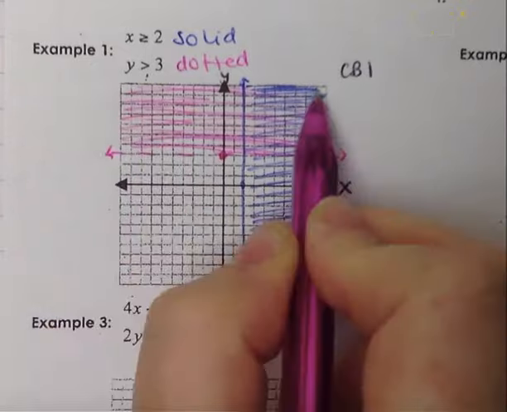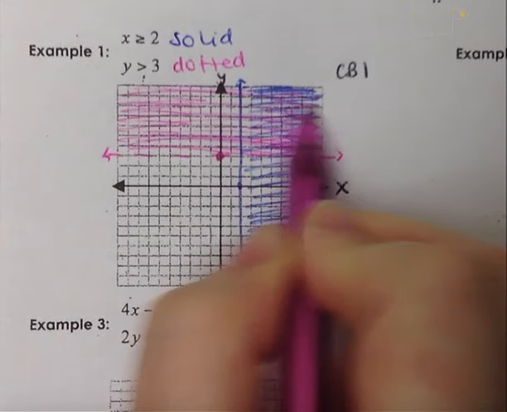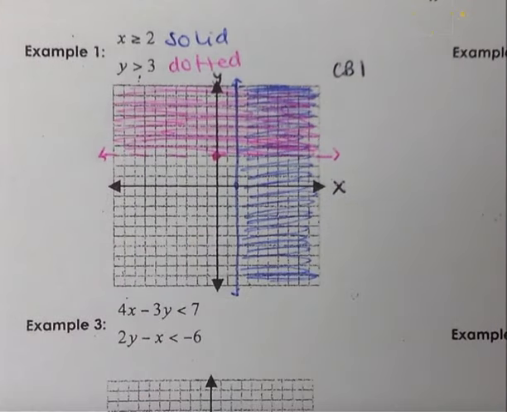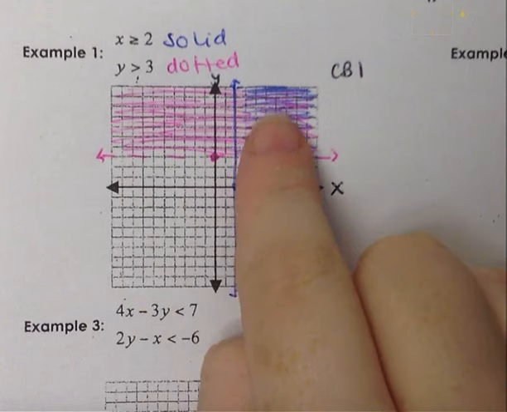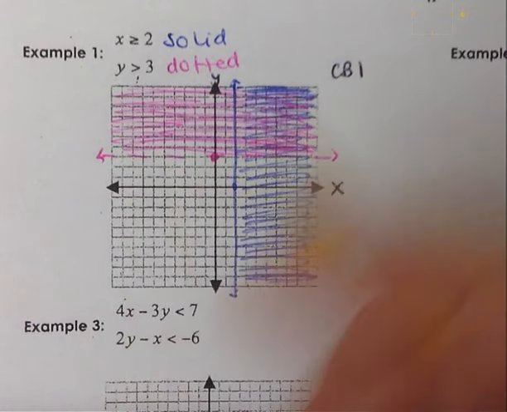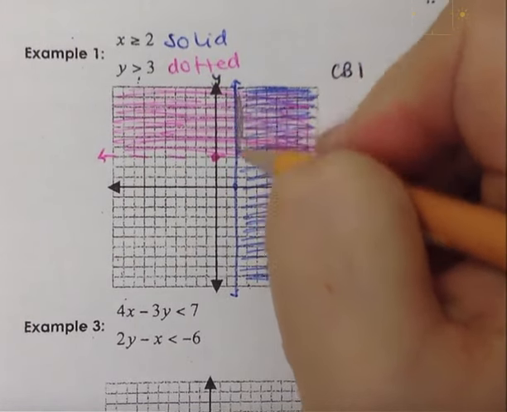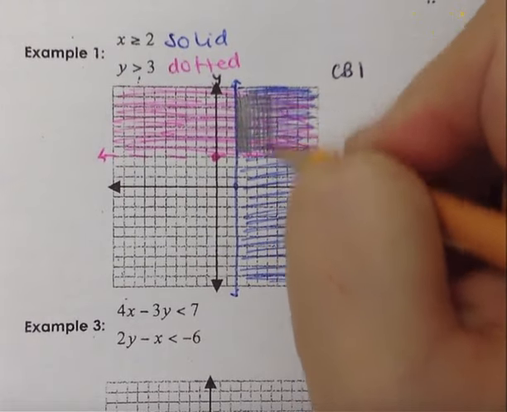So don't worry about that blue right now. Just focus on that pink line. Now what we want to find is where do they intersect. If you can see that the blue and the pink are overlapping in this section, that's what we want to shade darker. So this is the shaded part where they overlap.